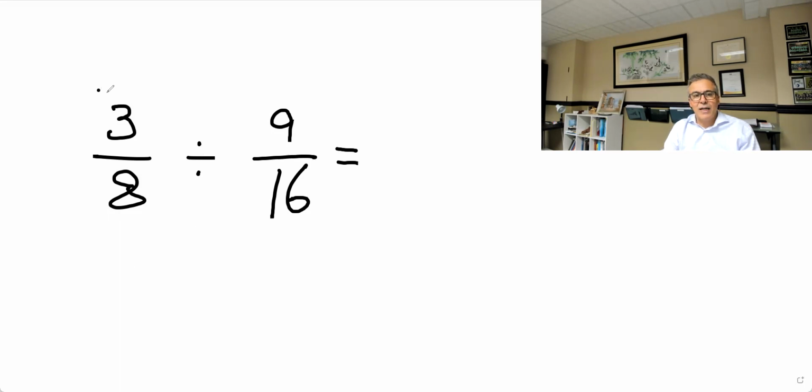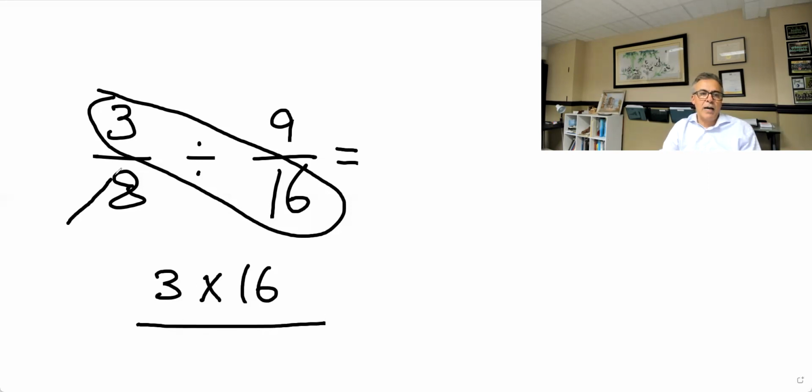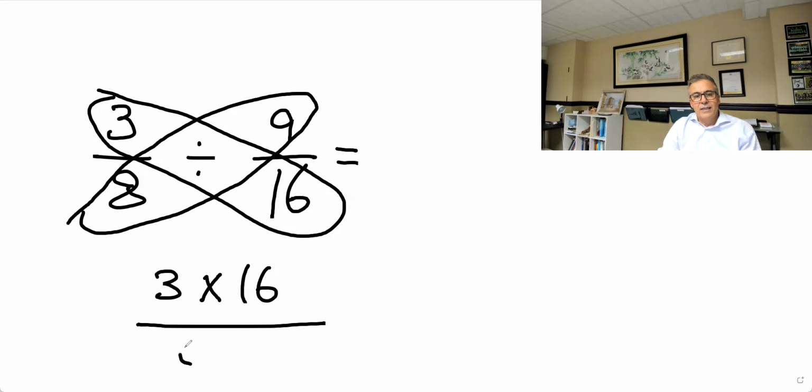You could take a shortcut by saying, okay, I'm going to multiply these two here. So it'll end up giving you 3 times 16 on top. And then you say, I'm going to multiply this next and put them on the bottom. So that is 8 times 9 on the bottom. You notice I didn't multiply them. I didn't say 48. Why I didn't do that?